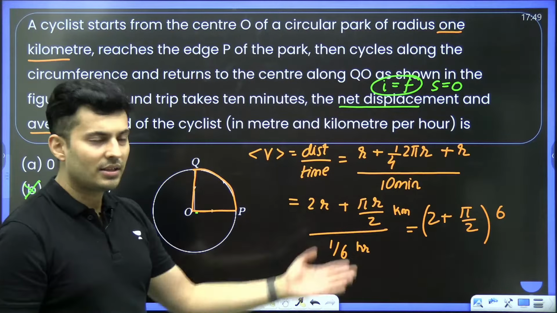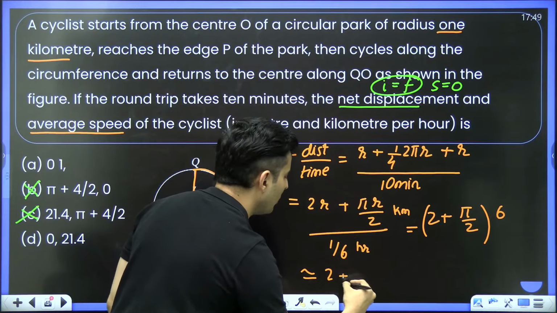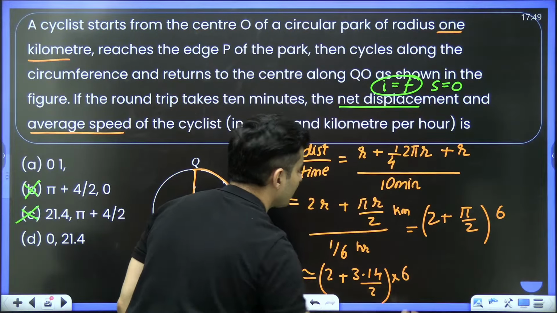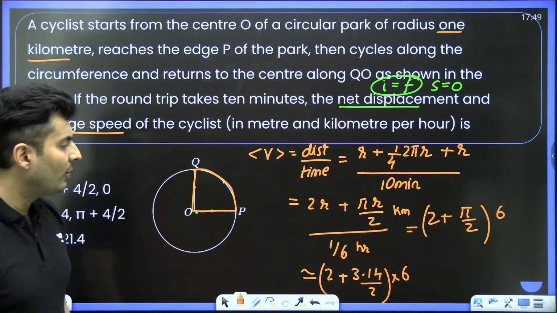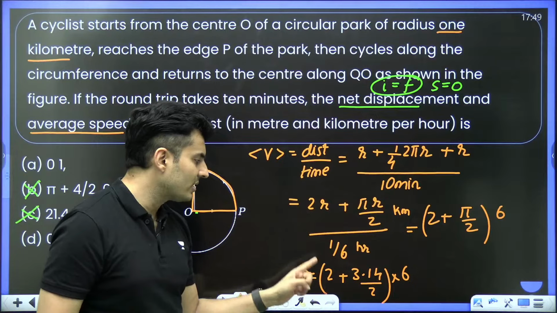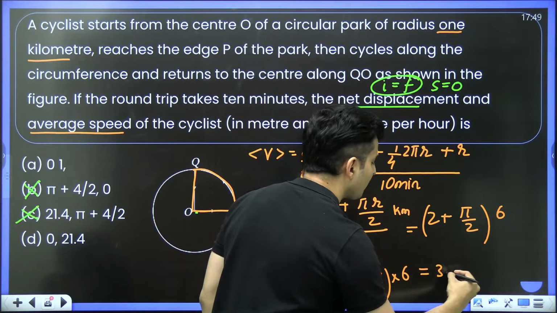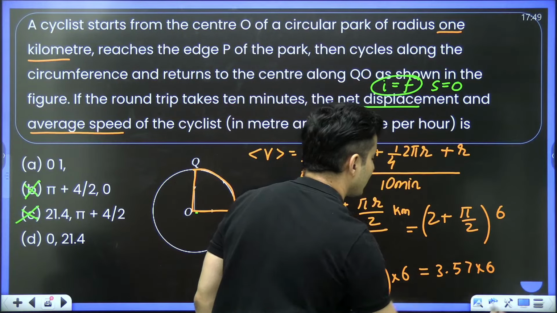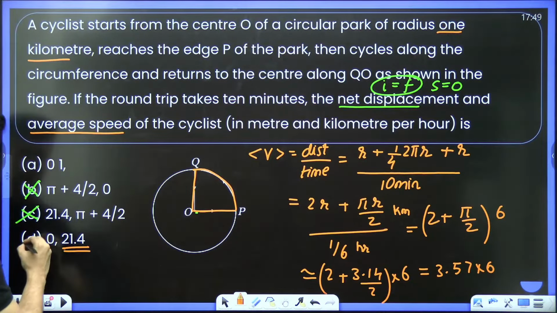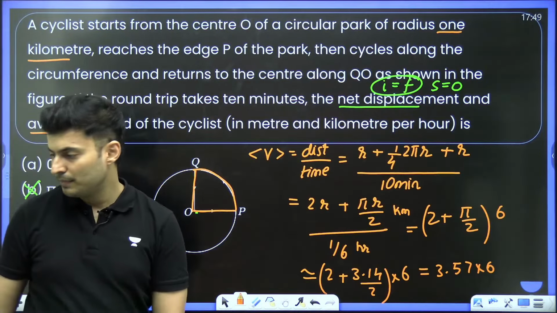Come on, my dear warriors, now do the math and see approximately how much it comes out to be. So 2 plus 3.14 by 2, into 6. 3.14 divided by 2 is 1.57. 1.57 plus 2 is 3.57. So this will be 3.57 into 6. Just check that out. I think it should come out to be 21.4, which is option D. Yes, it is.